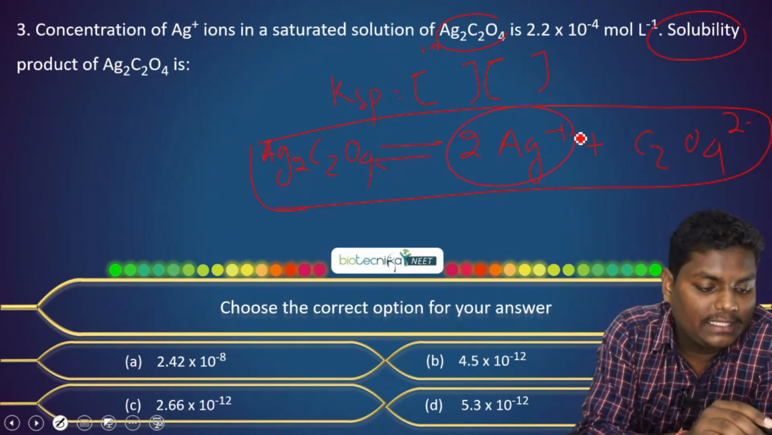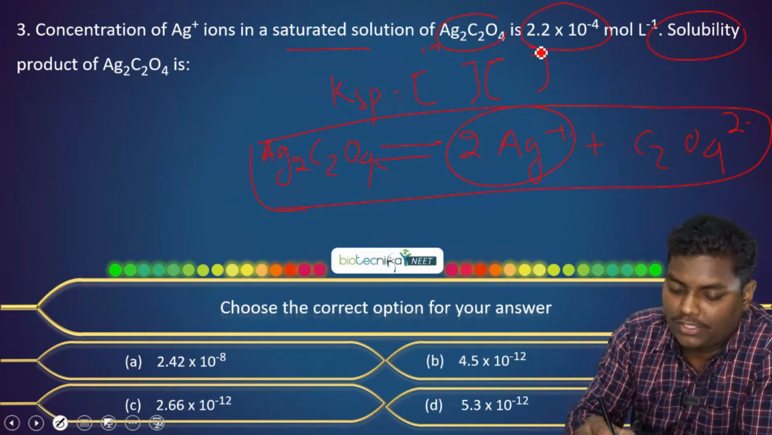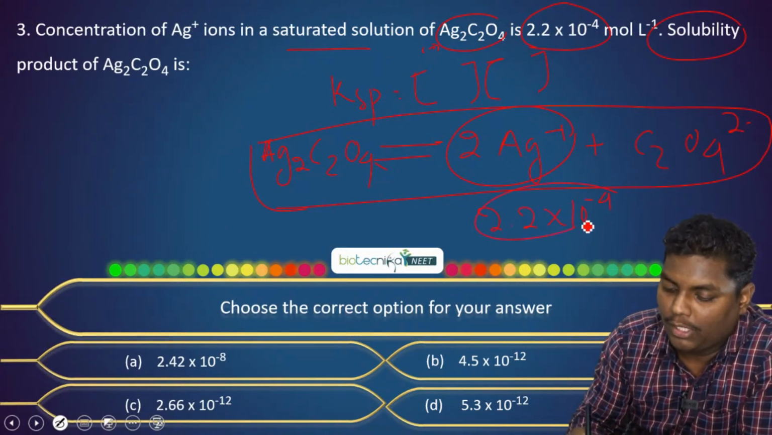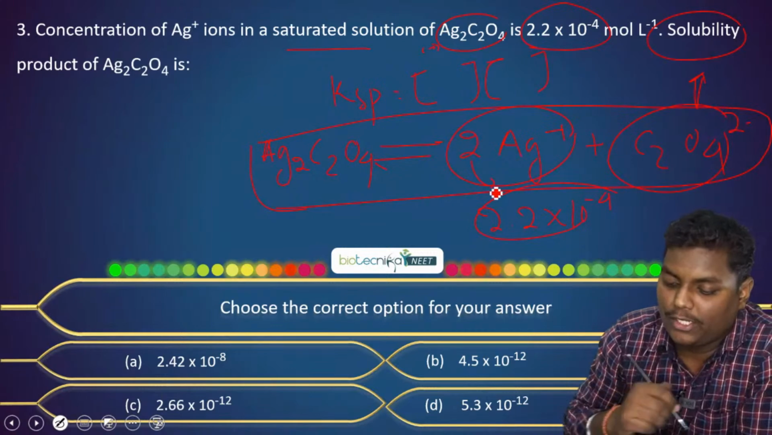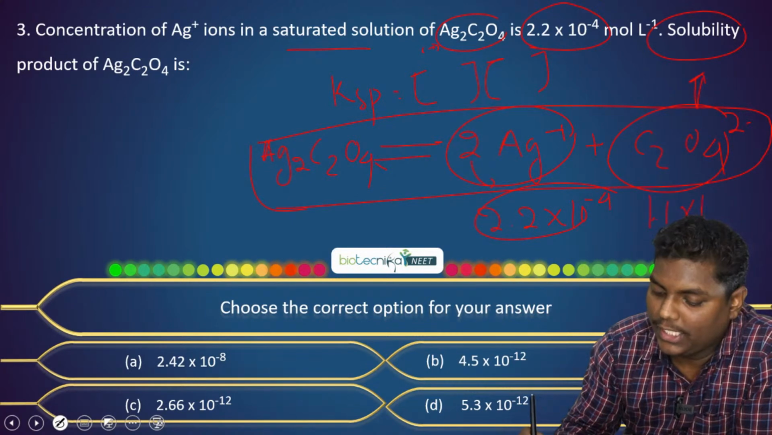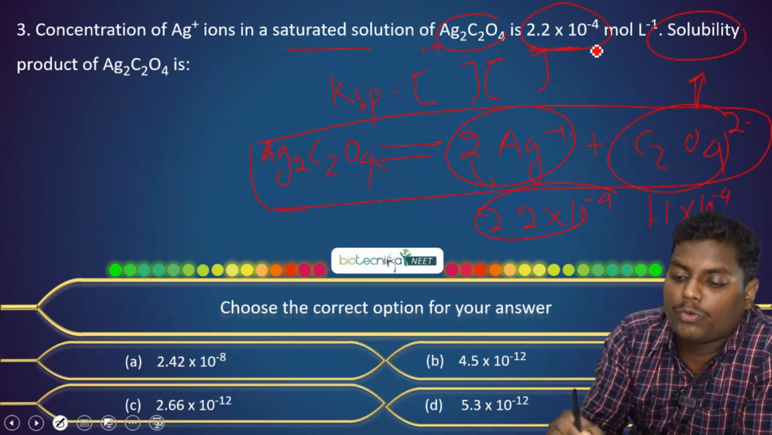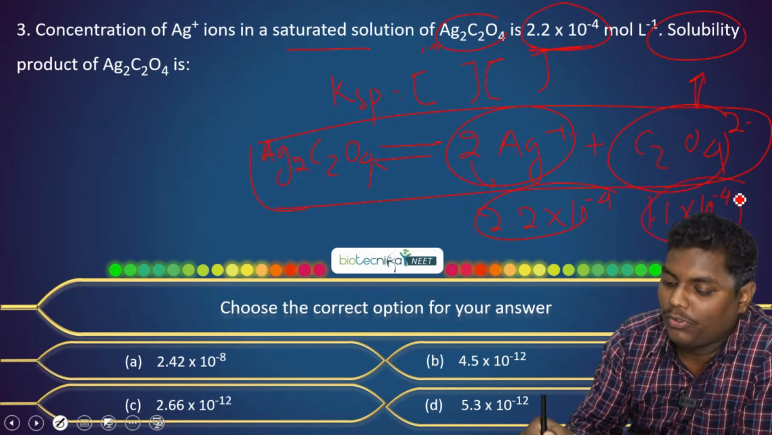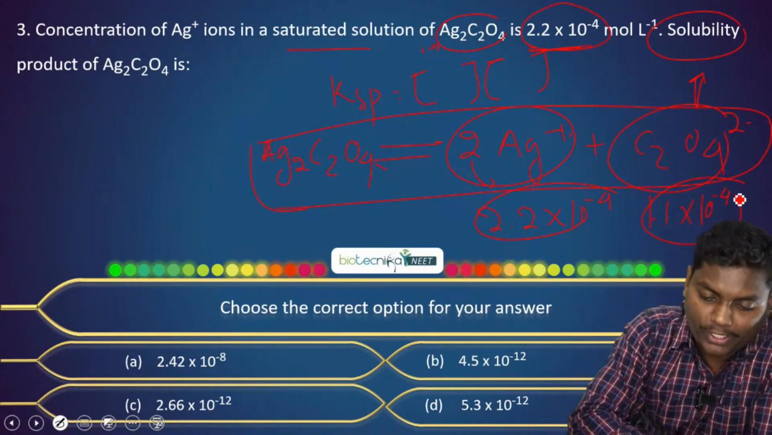Now, what is it saying? That the concentration of Ag plus ion in a saturated solution is this. So it is already given that the concentration of Ag plus is 2.2 into 10 to the power minus 4. Now, what will be the concentration of C2O4? If the 2 Ag plus corresponds to 2.2 into 10 to the power minus 4, so 1 mole of this will correspond to simply 1.1 into 10 to the power minus 4. Since 2Ag plus corresponds to 2.2 into 10 to the power minus 4 moles per liter, this single unit of C2O4 will contribute 1.1 into 10 to the power minus 4. I hope this point is clear.